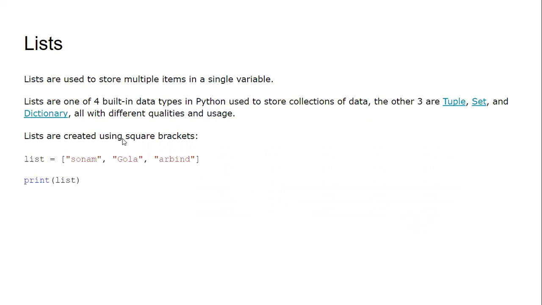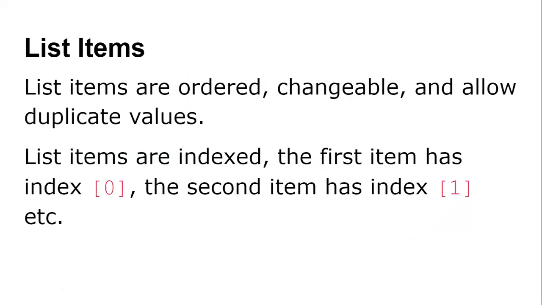Lists are created using square brackets, like list equals Sonam, Gola, Arvind. This is a list with three random names taken in the list. So a list is created with square brackets, and then we print the list. We can understand this in the compiler, but first we learn the theory section. List items are ordered, changeable, and allow duplicate values. List items are indexed. The first item has index 0, the second item has index 1, etc.